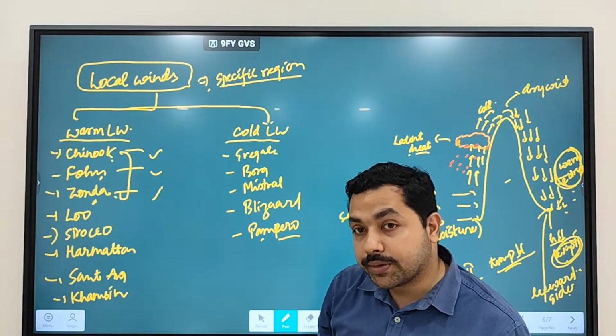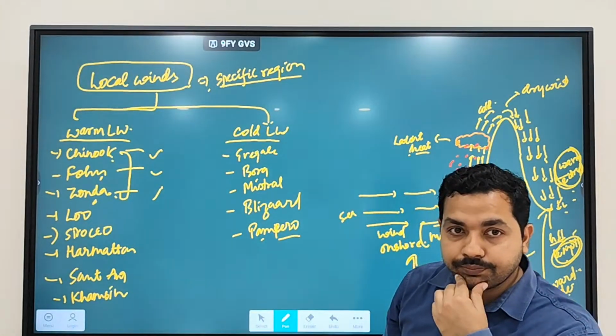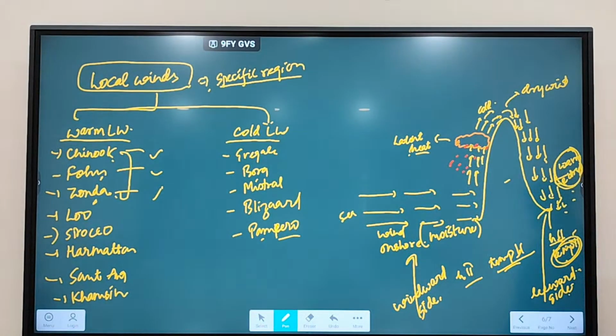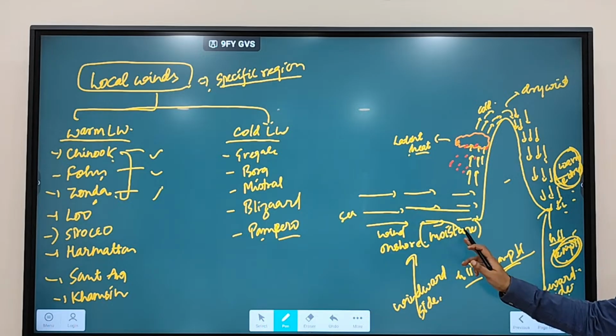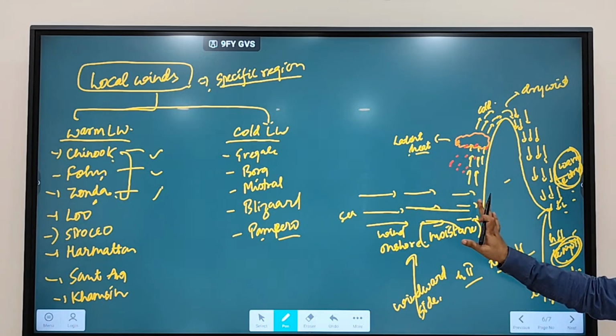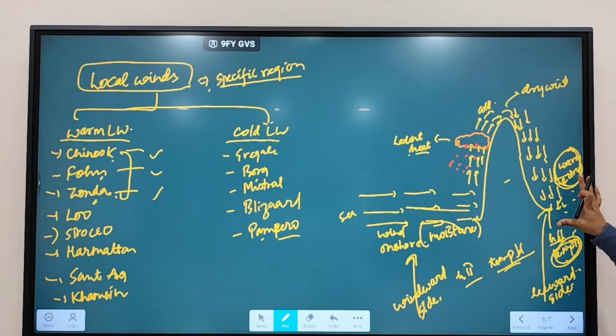Any doubt regarding this one? Sir, are these local winds also affected by season? Yes, somewhat seasonal effects are going to be there, but not much. Like we discussed, onshore wind has to come. When this wind comes, then only the warm dry wind will form on the leeward side.